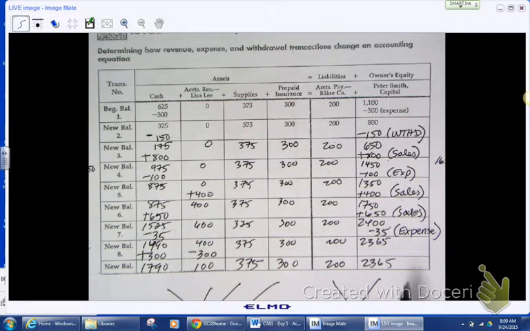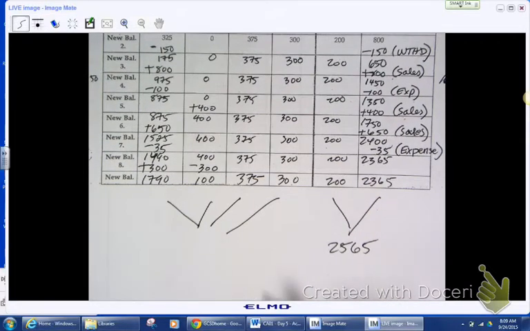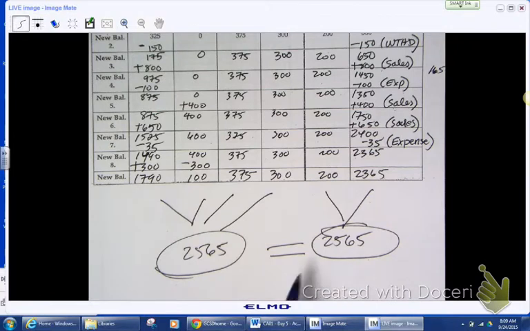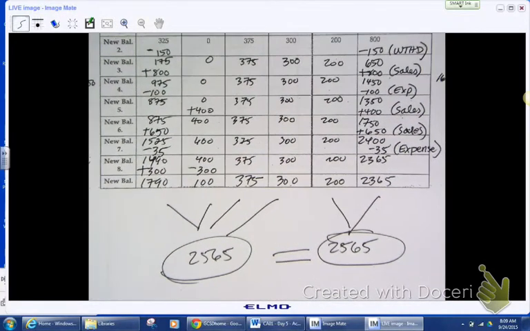Can anybody tell me? 2565? Do we get that same amount on both sides? 2565? Okay, good. So make sure on your test you're going to do this too. The problem doesn't ask you to do that, but this is what you're going to do. It's a quick check. It makes you know when you're done with the problem that you're pretty darn certain you did it right. Okay, is that a nice thing to know? I think it is.